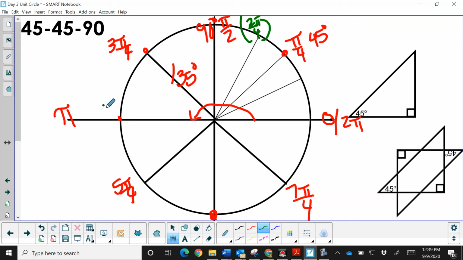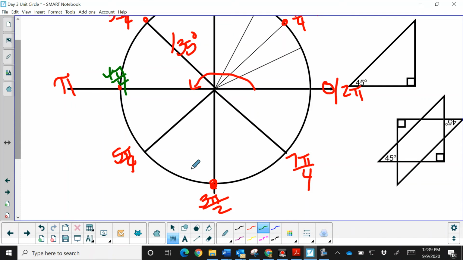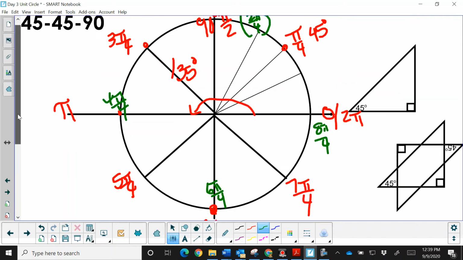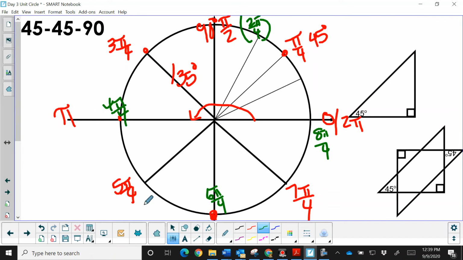3 pi fourths. This one's 4 pi fourths, or just pi. 5 pi fourths, we keep that written as 5 pi fourths because it won't reduce. 6 pi fourths is right here, but we reduce it to 3 pi halves, and then 7 pi fourths. And this is what? 8 pi fourths. Now, what we want written down is what's in red.